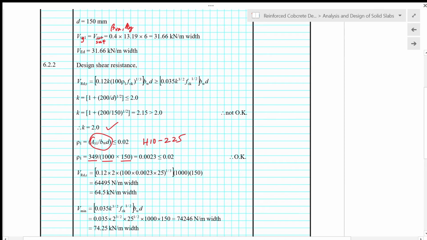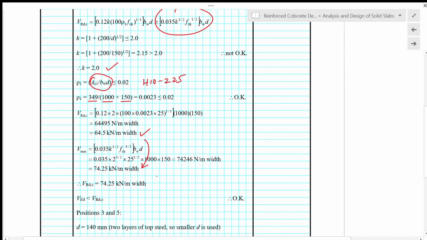So you substitute this rho 1 value into the VRDC equation, and we get 64.5 kilonewton per meter width. So this is less than the value given by this expression there, which is 74.25 kilonewton per meter width. So that gives VRDC equal to 74.25 kilonewton per meter width. So we compare the applied load effects of VED, or the applied shear force, and the applied shear force is less than the shear resistance of VRDC, so it's okay.